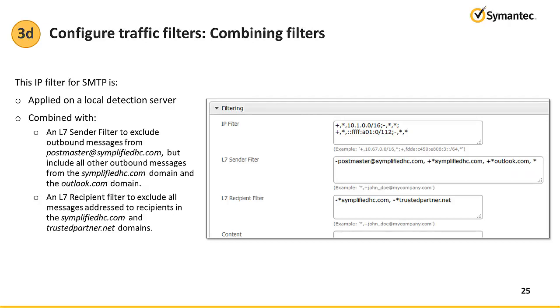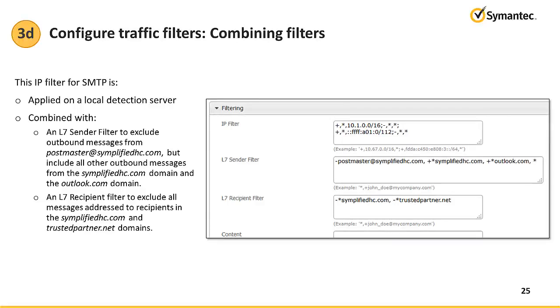Symantec DLP allows you to combine different filtering methods. There are times where you need to combine both IP and L7 filtering to filter traffic appropriately. To combine filtering methods, simply build out both filters for the same protocol. The example shown in this slide shows an IP filter combined with an L7 sender filter that excludes outbound messages from postmaster@simplifiedhc.com, but includes all other outbound messages from the simplifiedhc.com domain, as well as the outlook.com domain.